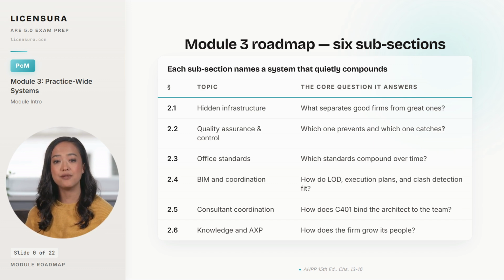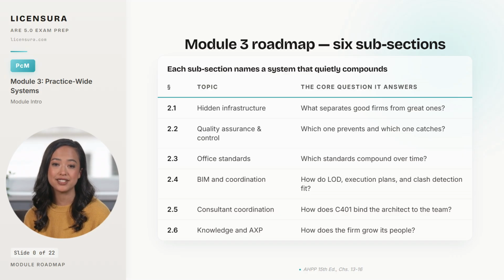2.3 covers the office standards taxonomy, CAD, BIM, drawing, specification, and the discipline of developing and maintaining standards so they don't decay. 2.4 walks BIM fundamentals for practice management, level of development levels 200 through 500, the BIM execution plan components, BIM coordination, and the clash detection process.